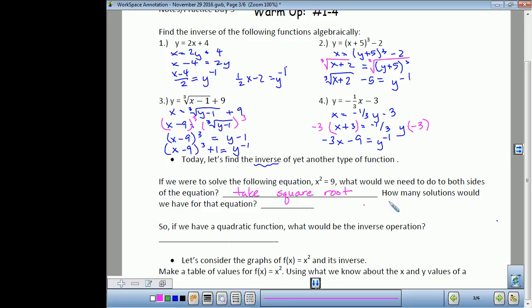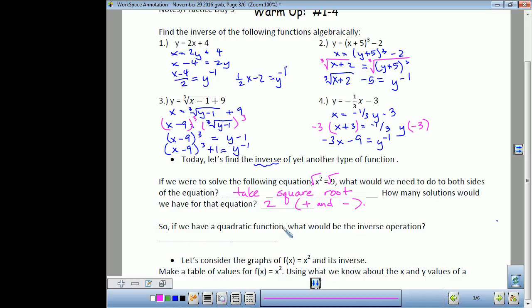All right. So if I were to solve this by taking the square root, what happens when you take the square root to solve an equation? How many answers do you get? Two. You get the positive and the negative. That is right. Plus or minus.